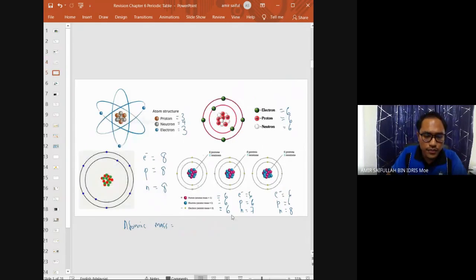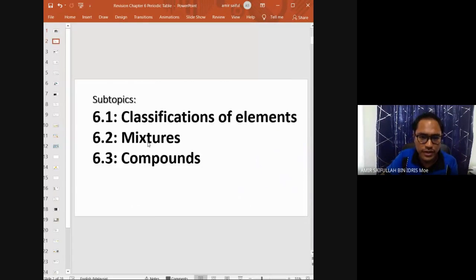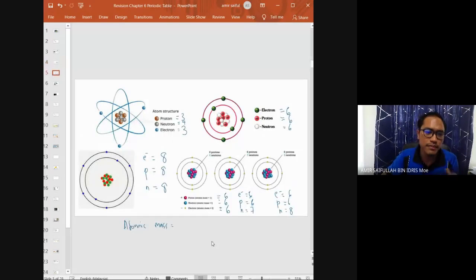So just now you learned there are 118 elements. So how do they classify different elements? Each element actually has a different atomic mass. That's why they have different names. If they have the same mass, they are the same element. If they have different mass, they are different elements. So mass is very important. So what is atomic mass?